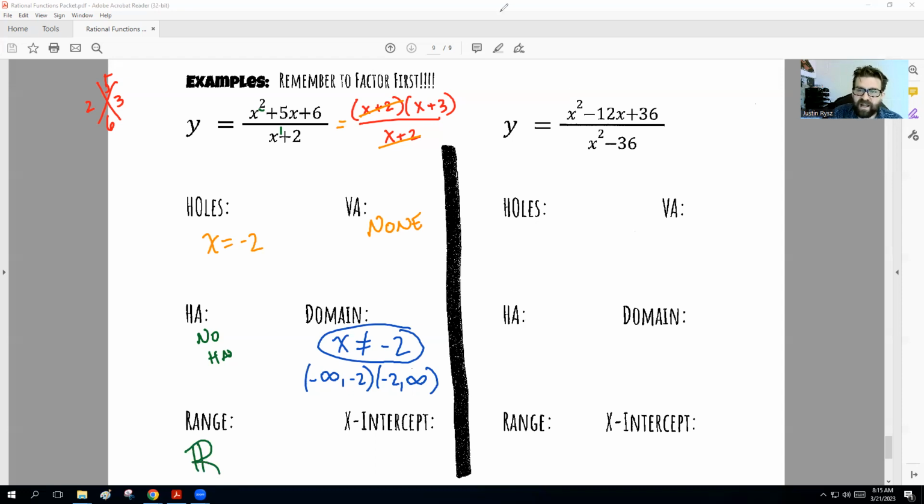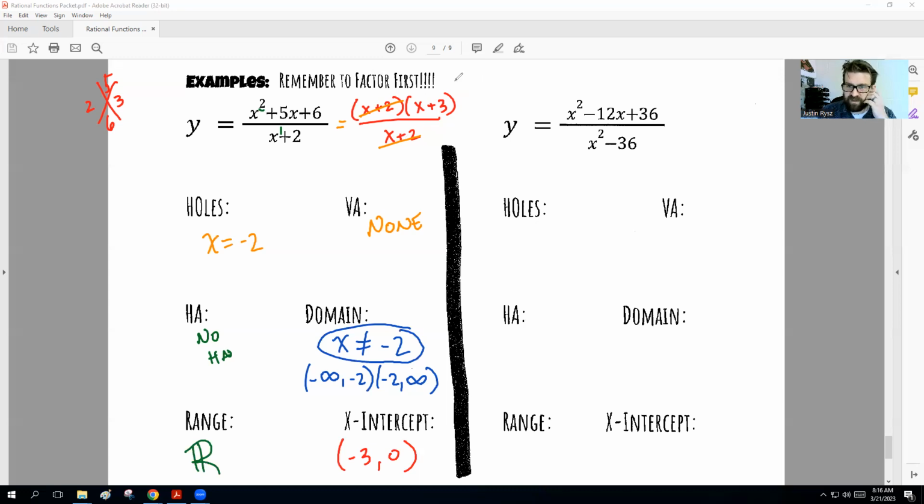All right, now our x-intercept. Our x-intercept is going to be where our numerator equals 0. And our numerator here, we would set the top equal to 0. We would get two numbers here. One would be at -2. The other one would be at -3. All right, but -2 would not work because it is a hole. So the only x-intercept is at -3. The x-intercept is when the top equals 0.